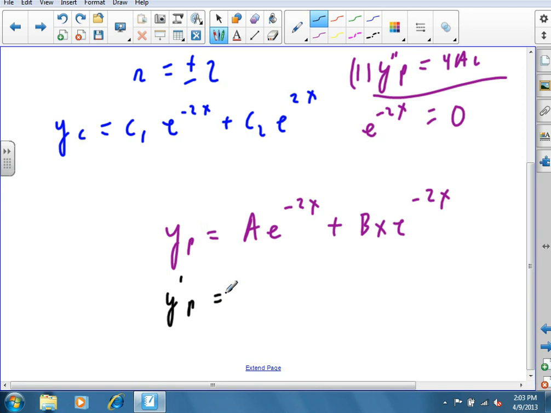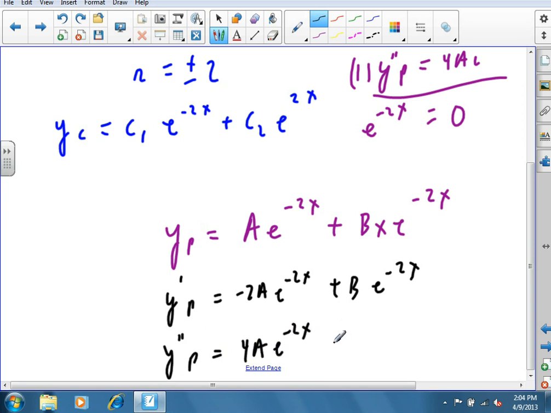Y prime of p is minus 2a e to the minus 2x plus b e to the minus 2x minus 2bx e to the minus 2x. Y double prime p is 4a e to the minus 2x. Okay, so I got minus 2 minus another 2, so that's minus 4b e to the minus 2x plus 4bx e to the minus 2x.